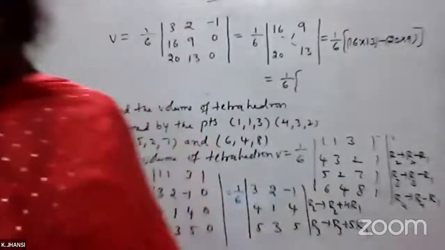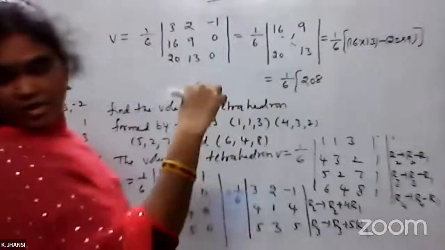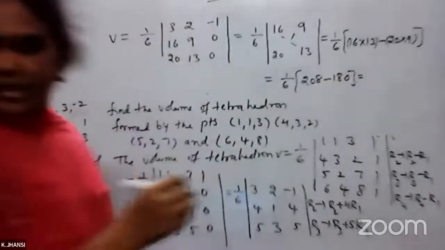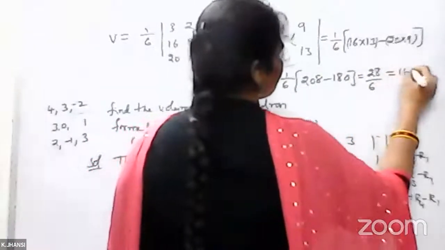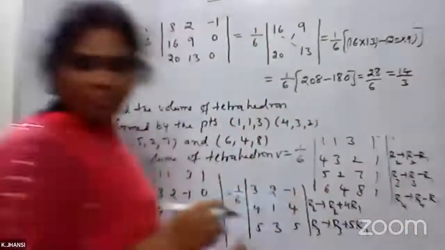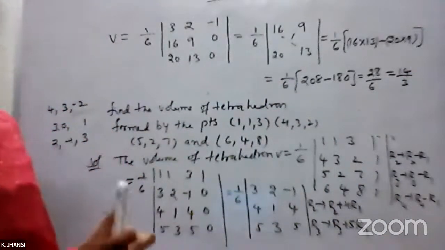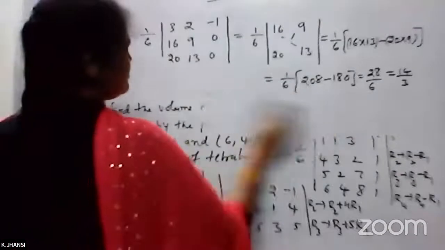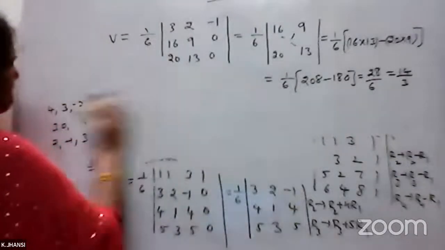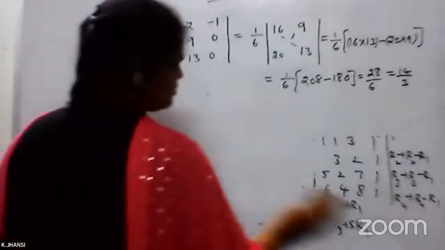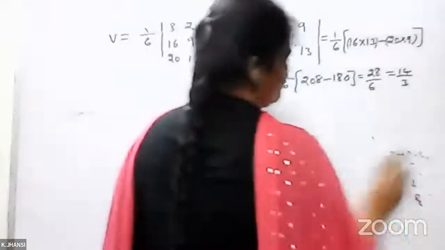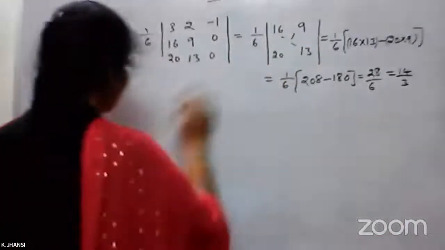So here you will get 1 by 6 into 208 minus 180. So it is 28 by 6 you will get. So 14 by 3 is the volume of the tetrahedron. So like this you can solve the problems with the vertices we have.